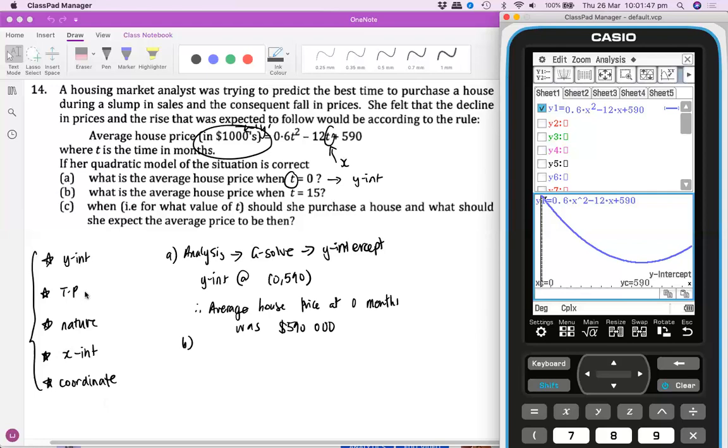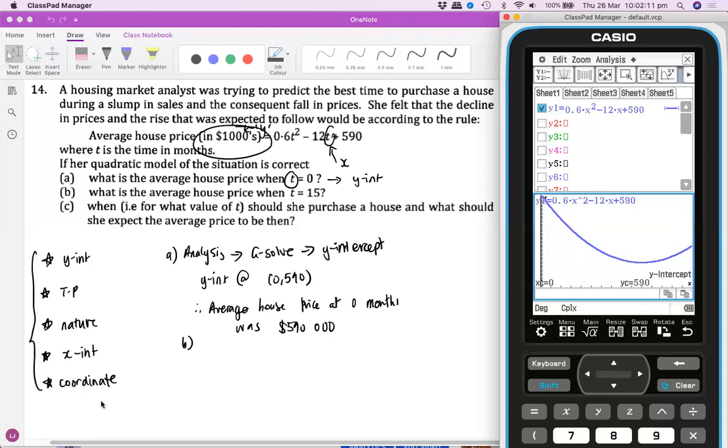It's not the turning point, because usually a turning point will mention some sort of maximum or minimum, or the greatest, or the least, or one of those keywords. The nature will talk about minimum, maximum, concave up or down. And x-intercept will talk about the distance away from the origin, or the cliff, or whatever the context is, or we'll talk about from the very beginning. That's when you talk about x-intercept.